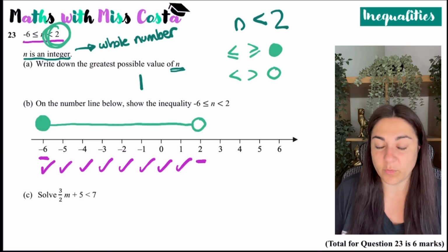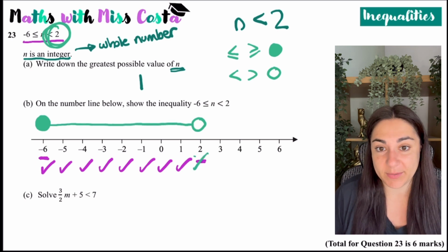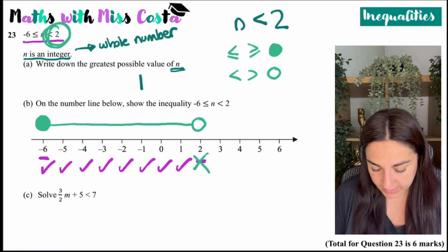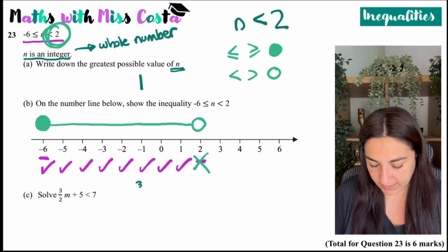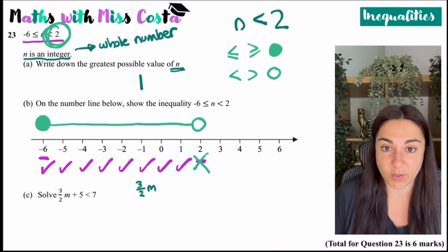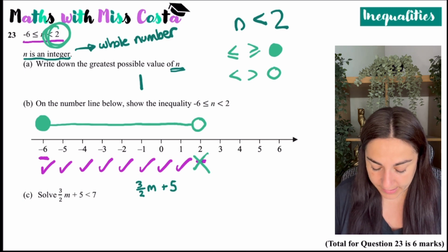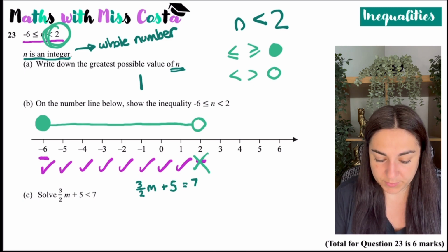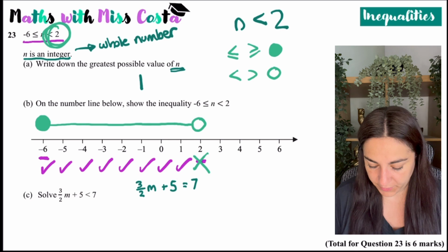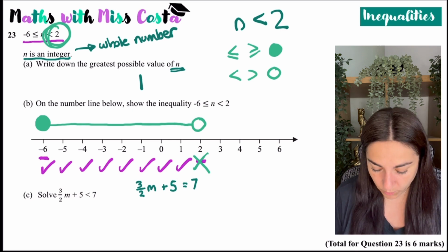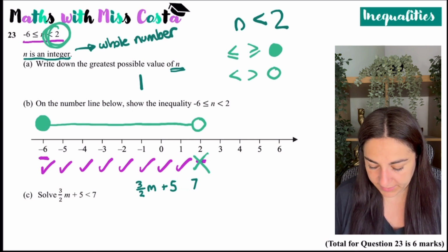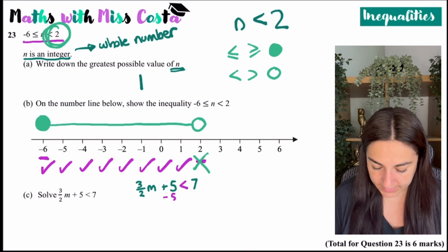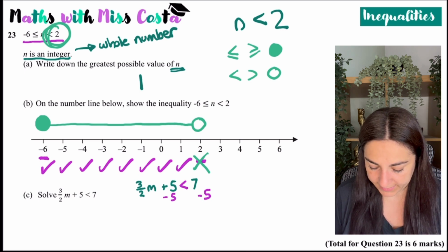The last bit is solving an inequality. So this is exactly the same as what you do if you were solving an equation. So we've got 3/2m plus 5. Let's imagine it equaled 7 for a bit and just solve it like a normal equation. So what would you do? I'm just going to change it so that I don't confuse you, but just imagine it's an equal sign. What would you do? The first thing you do is subtract 5 from both sides. So you've got 3/2m is less than 7 take away 5, which is 2.